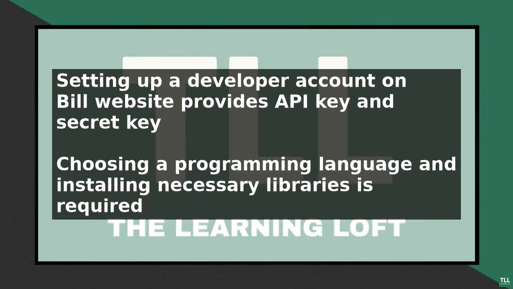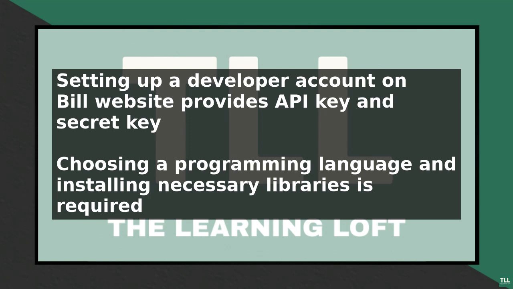To test the Bill.com API integration guide, start by setting up a developer account on the Bill.com website. This will provide you with a unique API key and secret key, which are required for authentication. Next, choose the programming language you will use for integration, such as Python or Java, and install the necessary libraries.